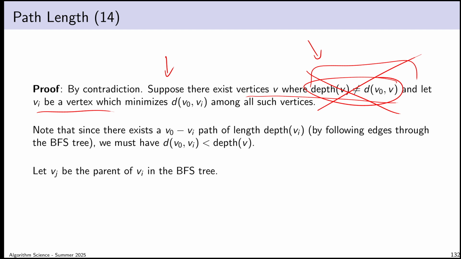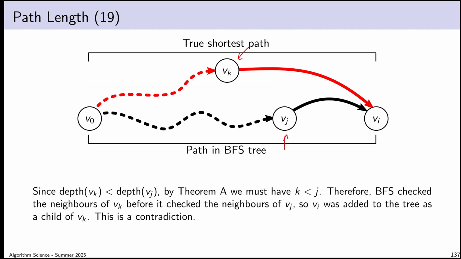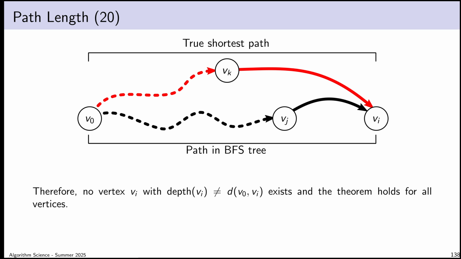And therefore, in a BFS tree, the depth of a particular vertex in the tree is equal to the minimum length of a path from the root of the tree to that vertex. And therefore, the paths you get in a BFS tree rooted at v0 are the shortest possible paths in terms of number of edges. And so we've now finished our proof of theorem B, the characteristic property of BFS, which is that BFS trees contain minimum length paths from the root to other vertices. So no vertex with a mismatch of depth and distance exists, and the theorem holds for all vertices.